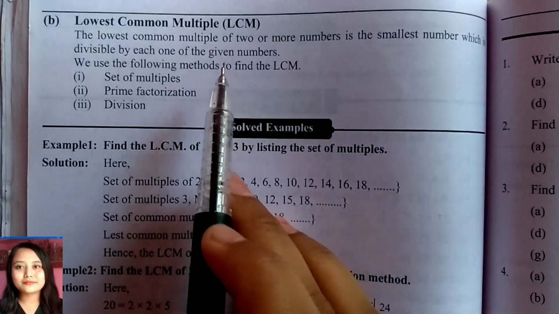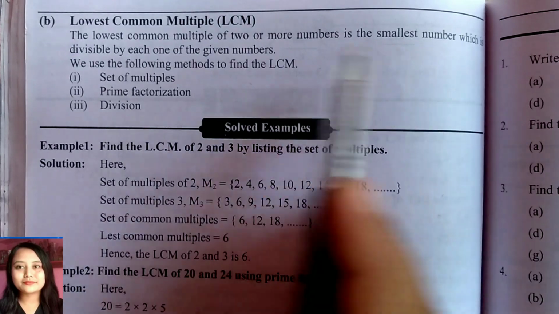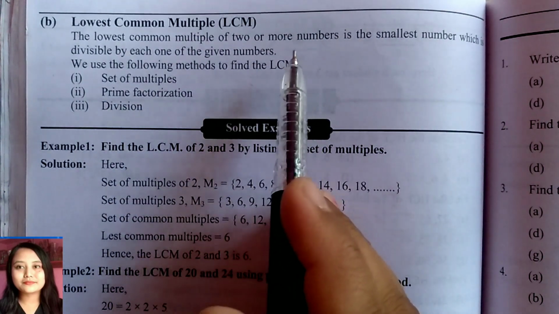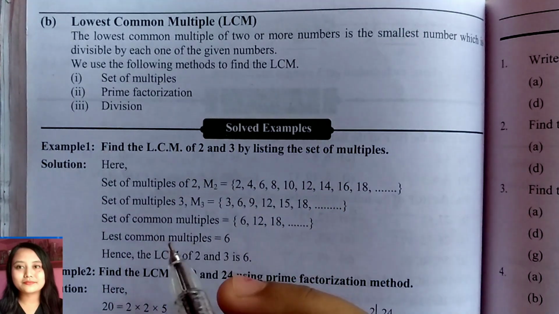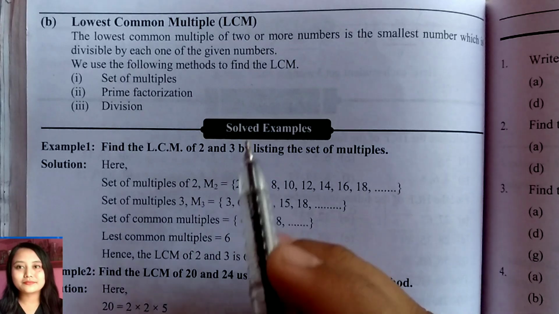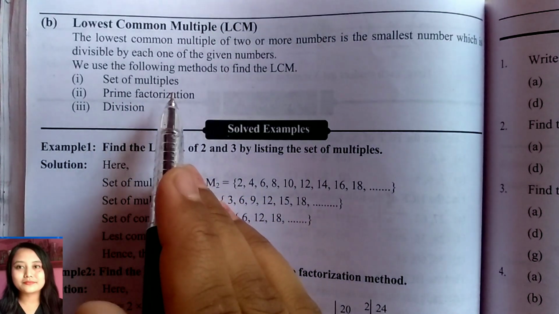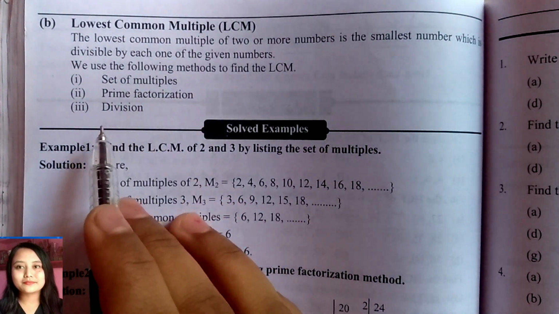The lowest common multiple of two or more numbers is the smallest number which is divisible by each one of the given numbers. So if a number can be divided by each of the other given numbers, then it is known as the LCM. We use three different methods: method number one, the set of multiples; method number two, prime factorization; and the division method.